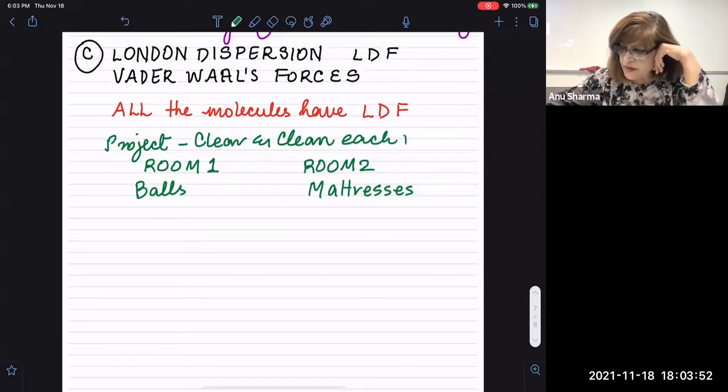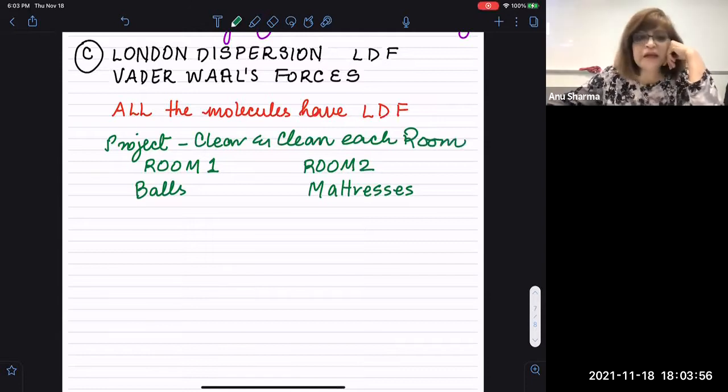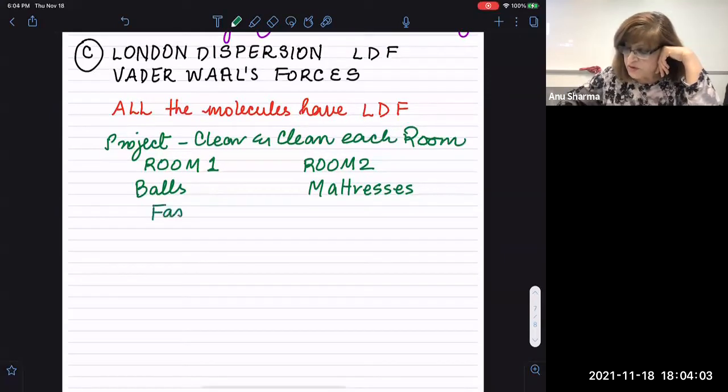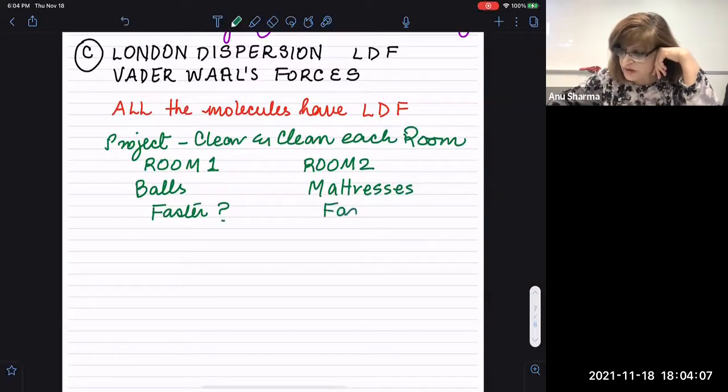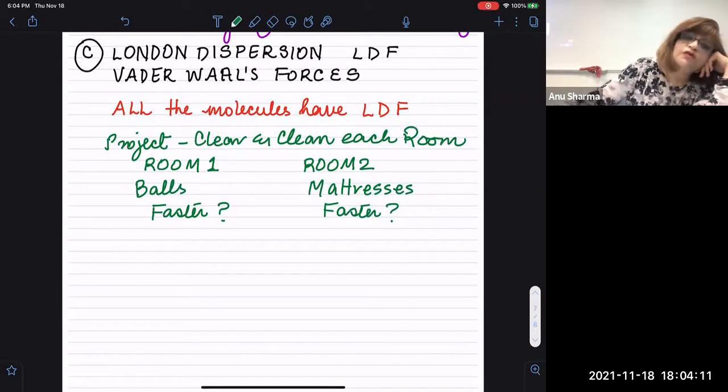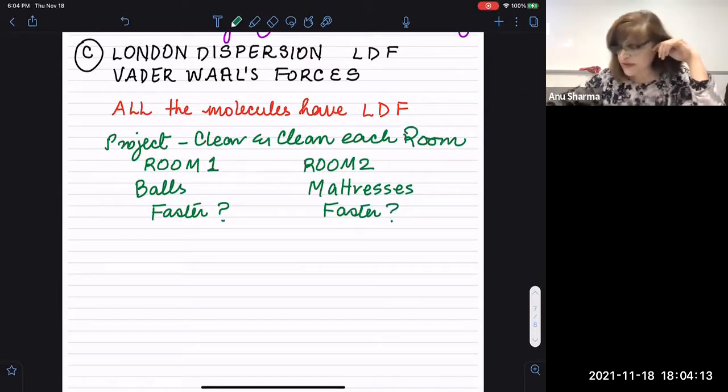Each room. Which one? Which room will be cleaned or cleared faster? A room full of balls or a room full of mattresses, and why? So think about it and then tell me which one.